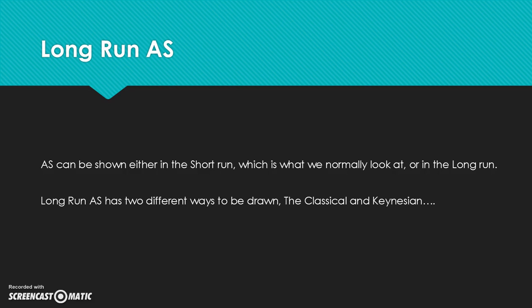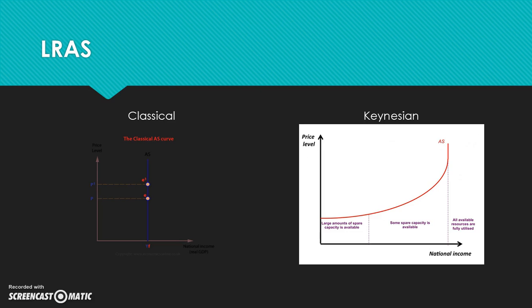There are two types of long run aggregate supply. You can draw the classical or you can draw the Keynesian. The classical one is just a straight line. So think of classical, it means just a straight classical line. Now the Keynesian one is slightly different. It's a curved one. So what is the difference and why do they like this?